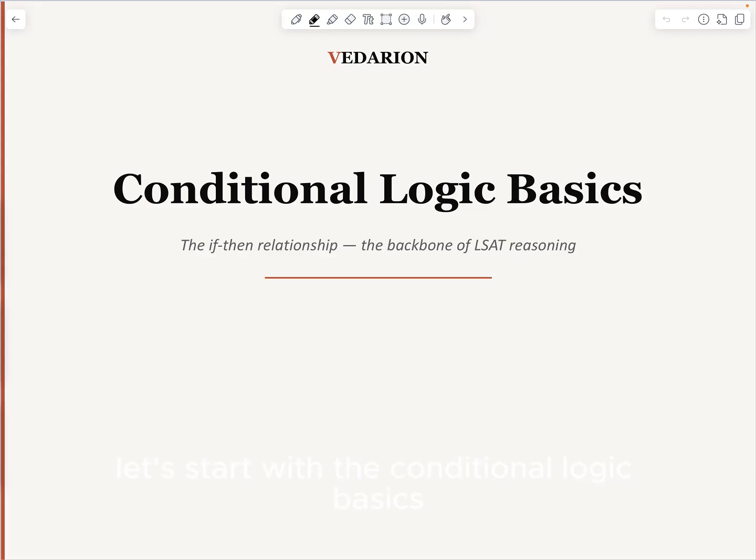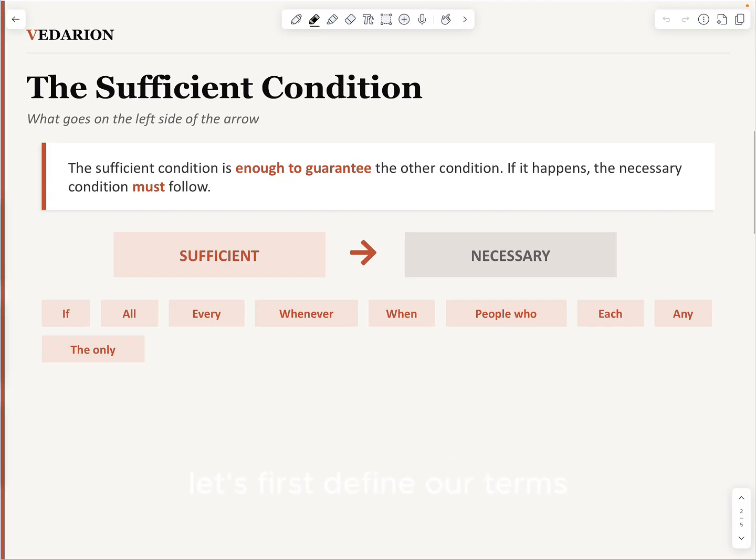Let's start with the conditional logic basics, the sufficient and necessary condition. This is the backbone of all LSAT reasoning. Let's first define our terms. What is a sufficient condition? It's if you know it happens, it guarantees that something else must follow.